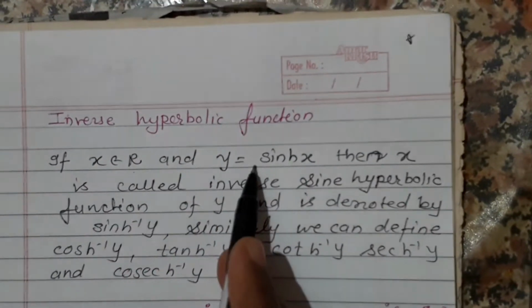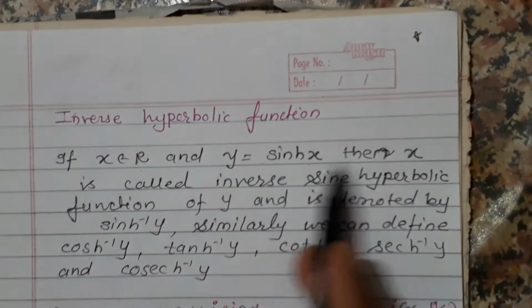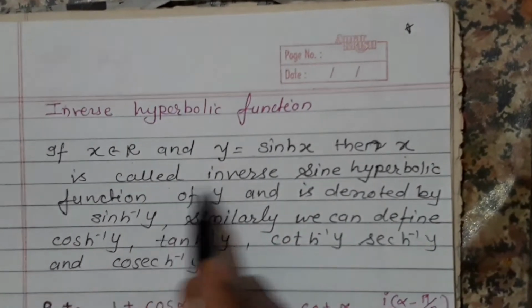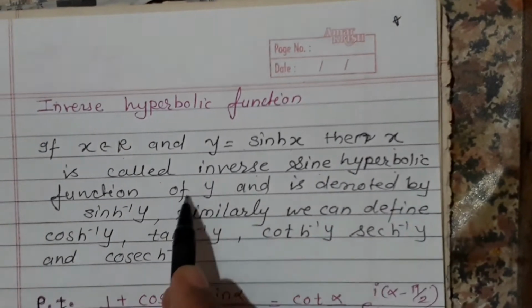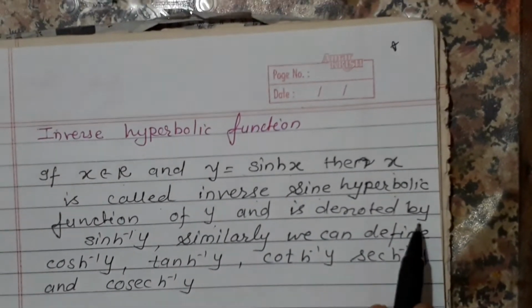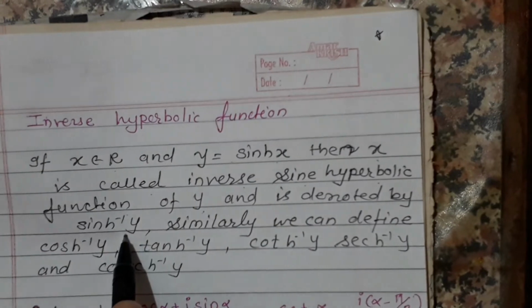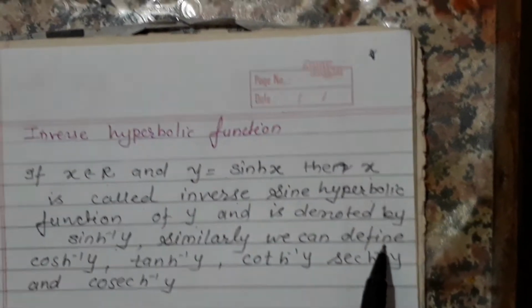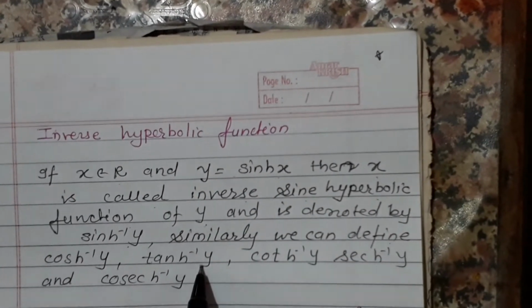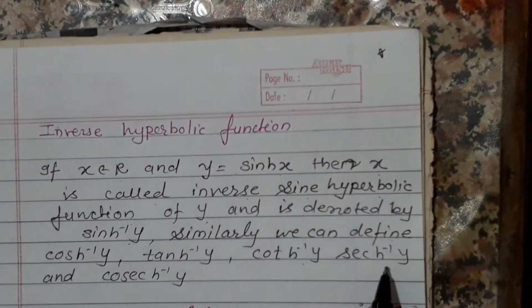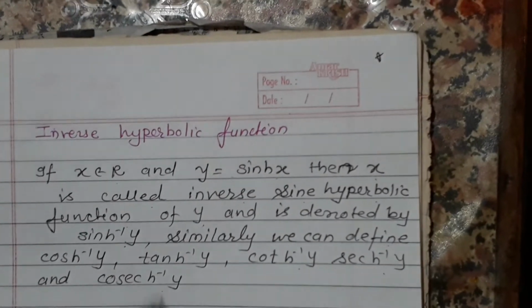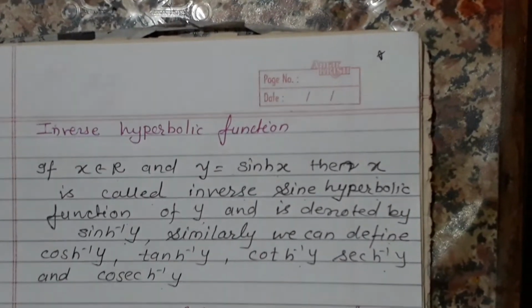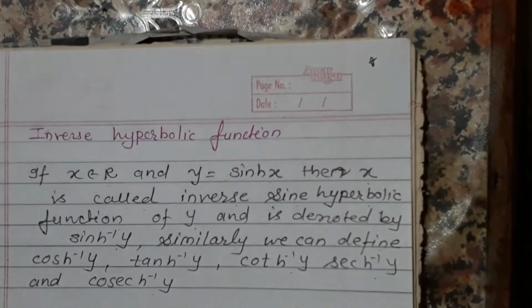And next we see the inverse hyperbolic function. If x belongs to R and y is equal to sinh x, then that x is called the inverse sine hyperbolic function of y and is denoted by sinh inverse of y. Therefore x is equal to sinh inverse of y. Similarly, we can define cosh inverse of y, tanh inverse of y, coth inverse of y, sech inverse of y, and cosech inverse of y. So in this way we have seen hyperbolic function and inverse hyperbolic function.